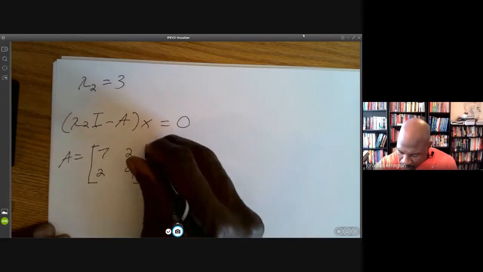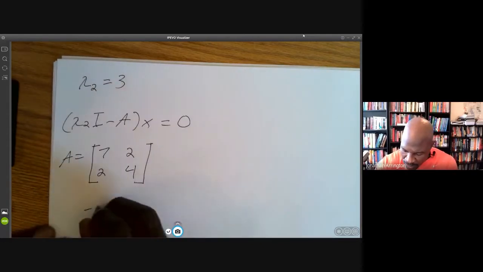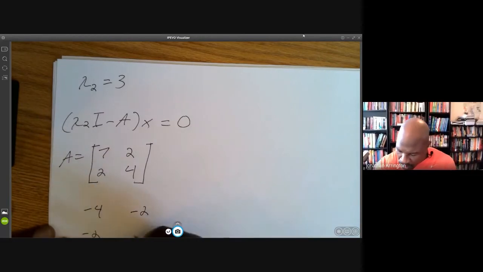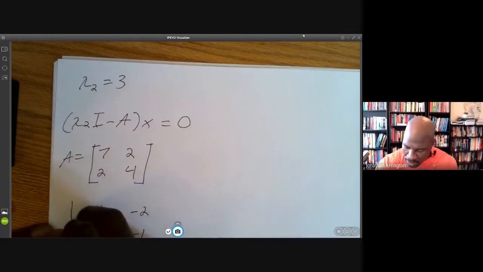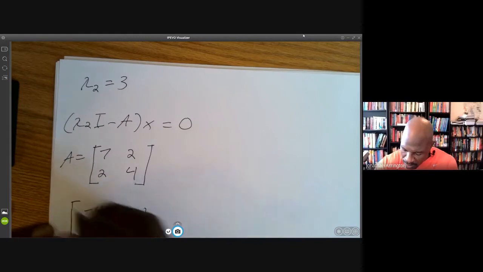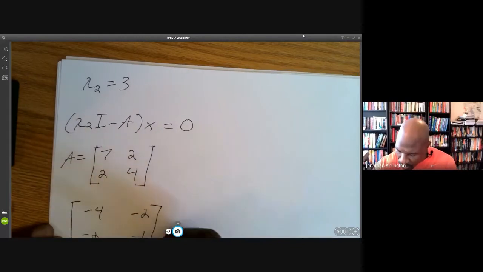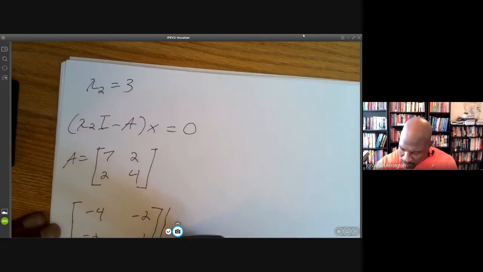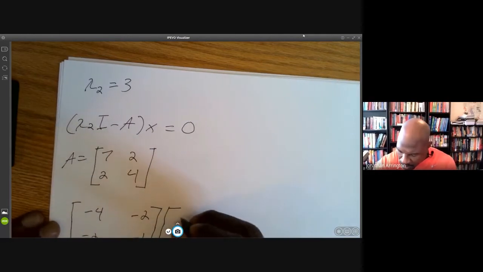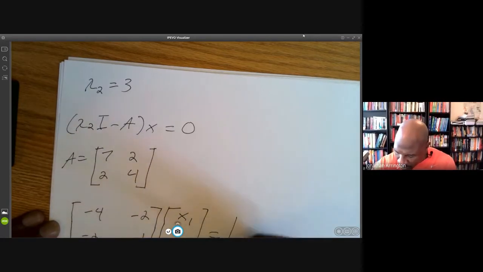And again, lambda 2 is 3. So 3 minus 7 is negative 4, negative 2, negative 2. 3 minus 4 is negative 1. So there is lambda 2 times I minus A, and that times some vector x. I'll call its components x1 and x2. And that guy should equal 0.